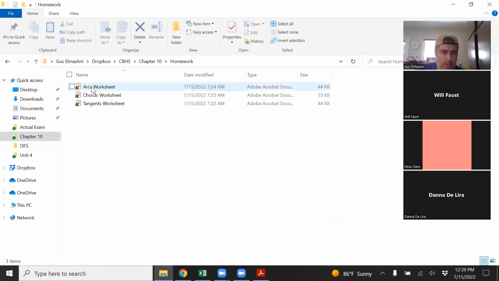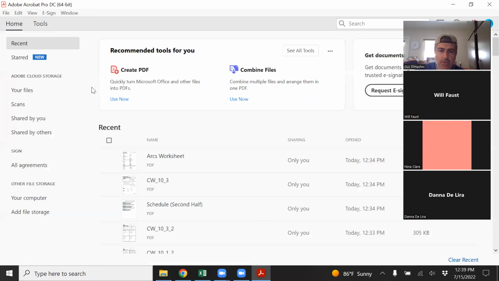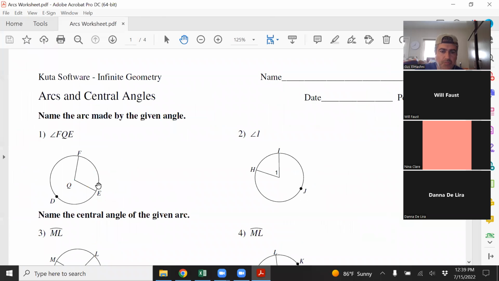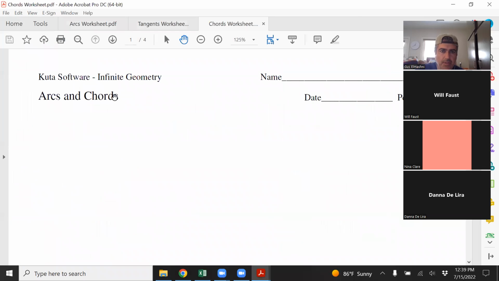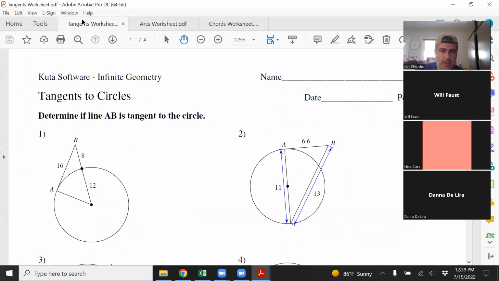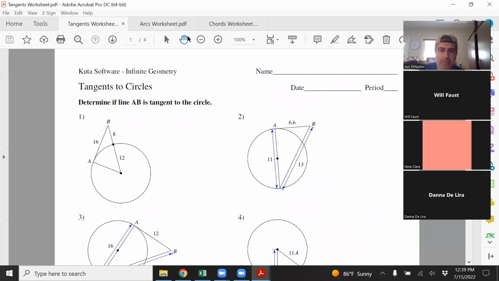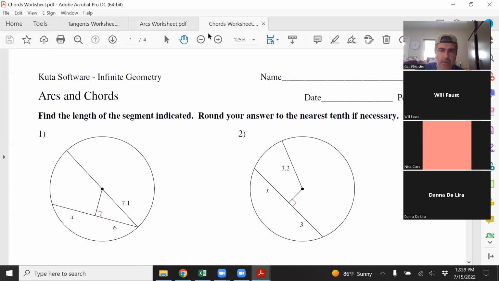Chapter 10, homework. So there's one worksheet on arcs. There's one on tangents. And one on chords. We'll start with the one on tangents. Let me just adjust these here.